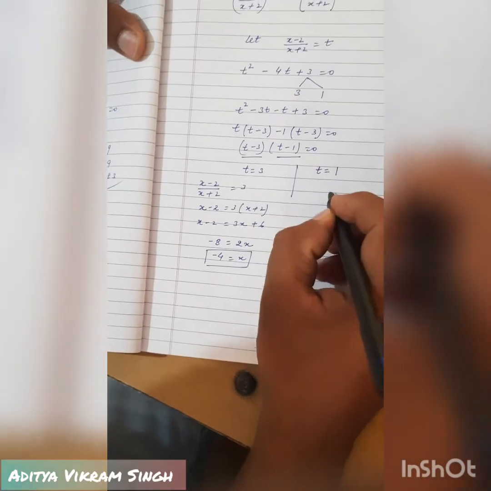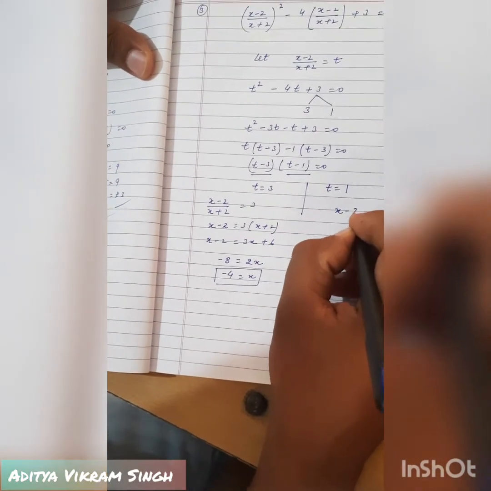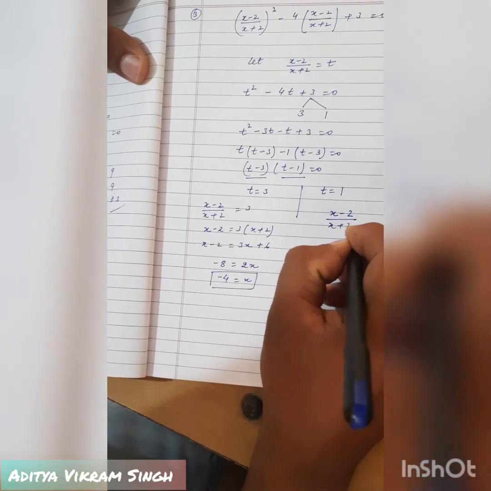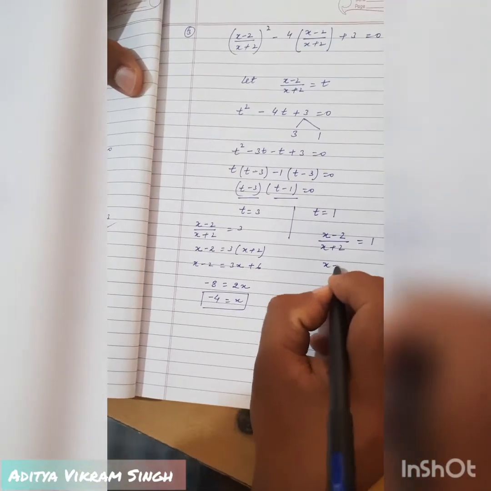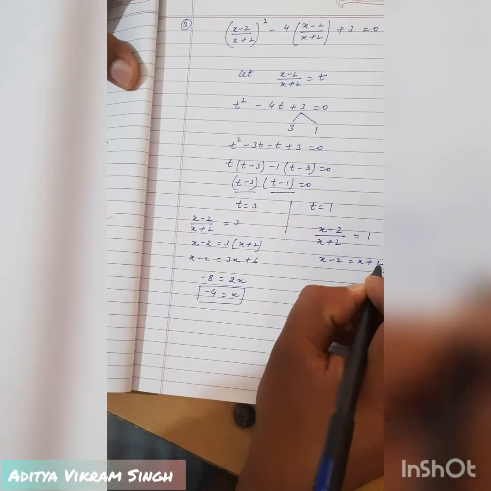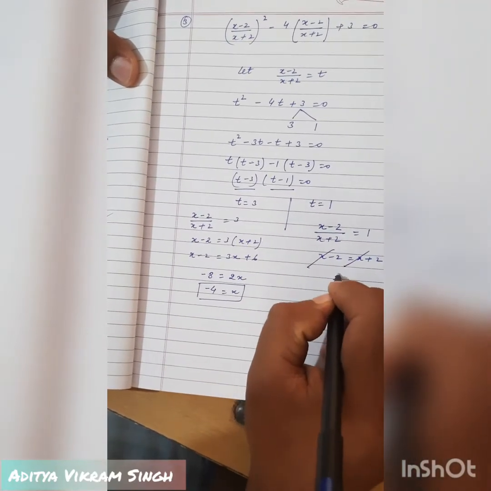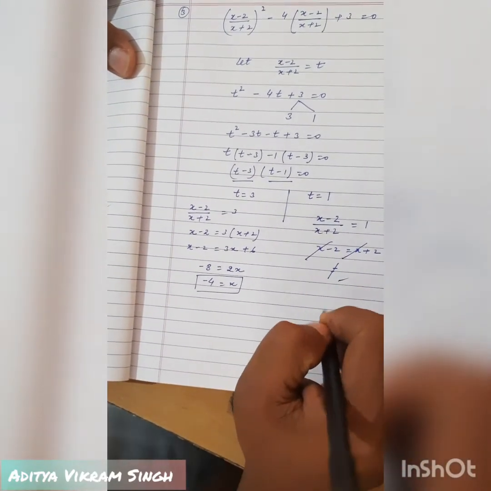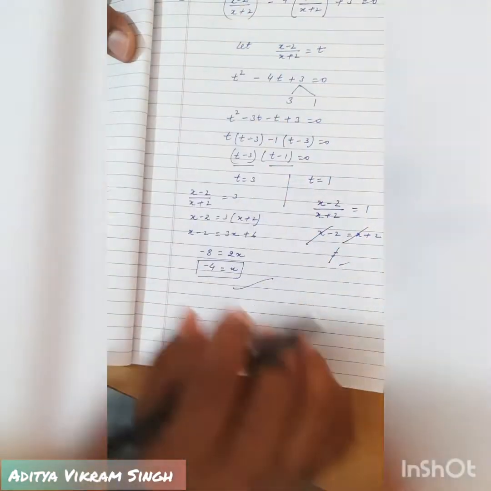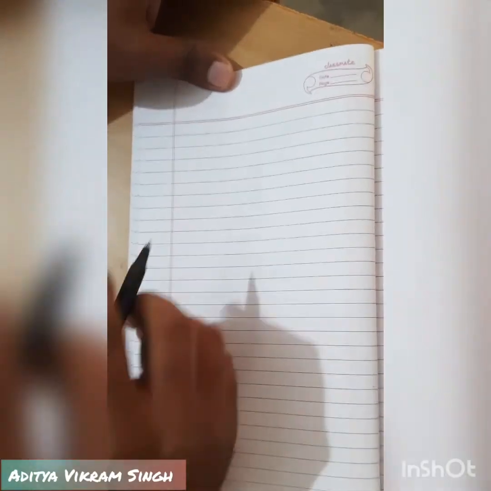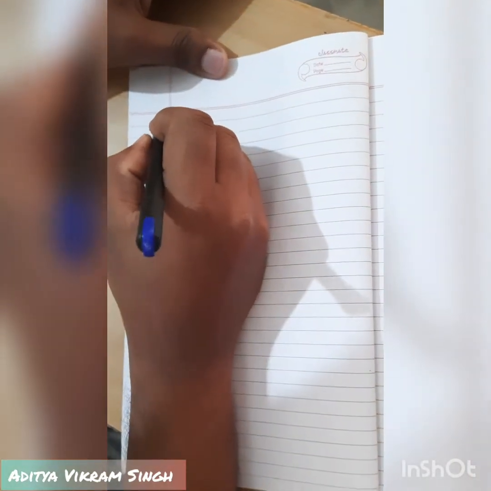Okay, from here we can suppose (x minus 2) upon (x plus 2) is equal to 1. So if x minus 2 is equal to x plus 2, this will get cancelled out, and we didn't get any answer from this. So our answer is x is equal to minus 4 for this question. Okay, now question number 5.